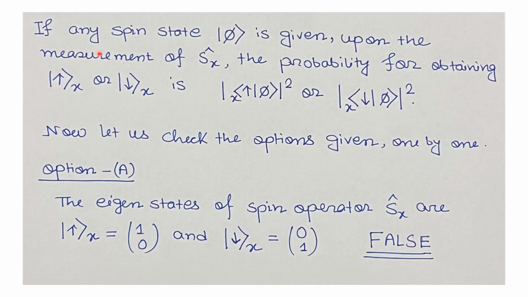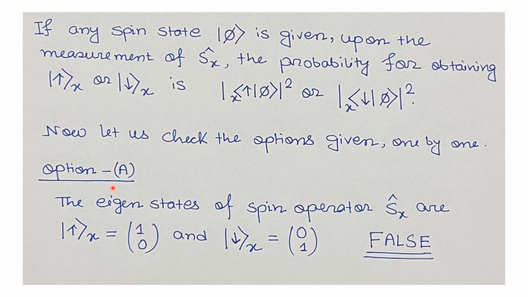Now, if any spin state, that is the state ket phi, is given, upon the measurement of the spin operator Sx cap, the probability for obtaining the up spin state or down spin state of the x component is the mod square of the inner product between the up spin and phi state, or the mod square of the inner product between the down spin and phi state. Now, let us check the options given one by one.